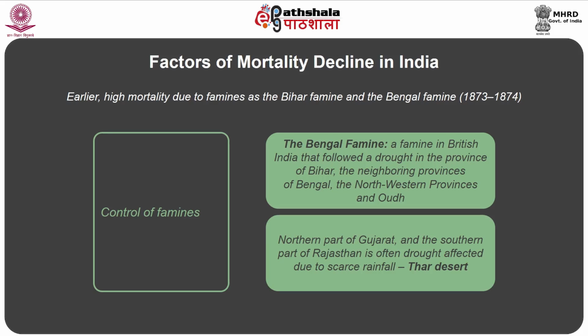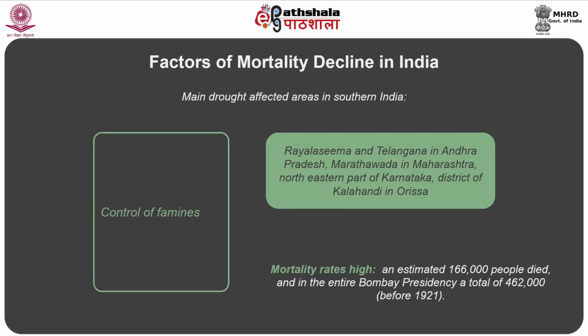was a very famous famine in British India, which followed a severe drought in the province of Bihar. The neighboring province of Bengal, the northwestern provinces and Oudh contributed to a great extent to high deaths. The northern part of Gujarat in North India and the southern part of Rajasthan are often drought affected owing to scarcity of rainfall. That is why the Thar desert has been created there.